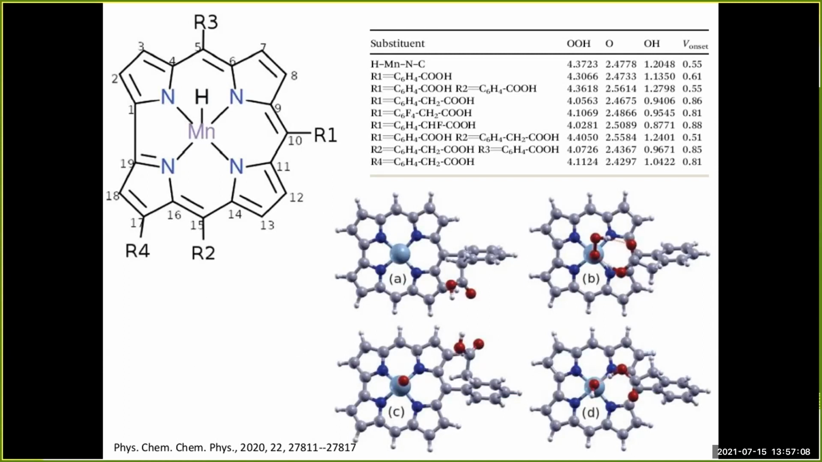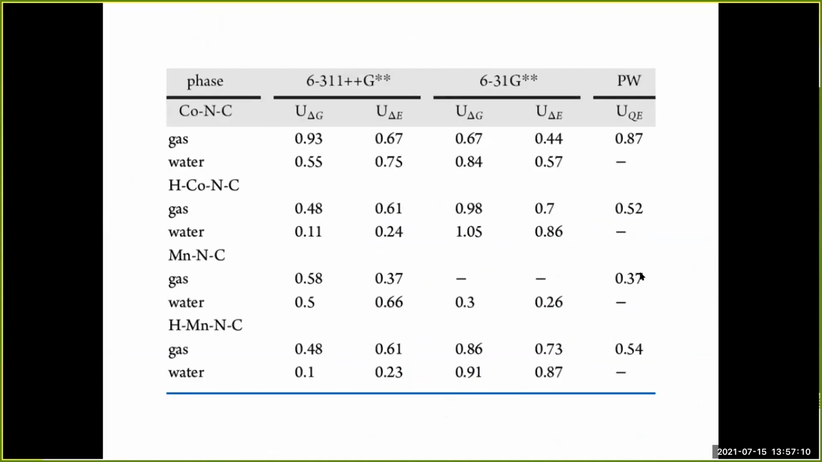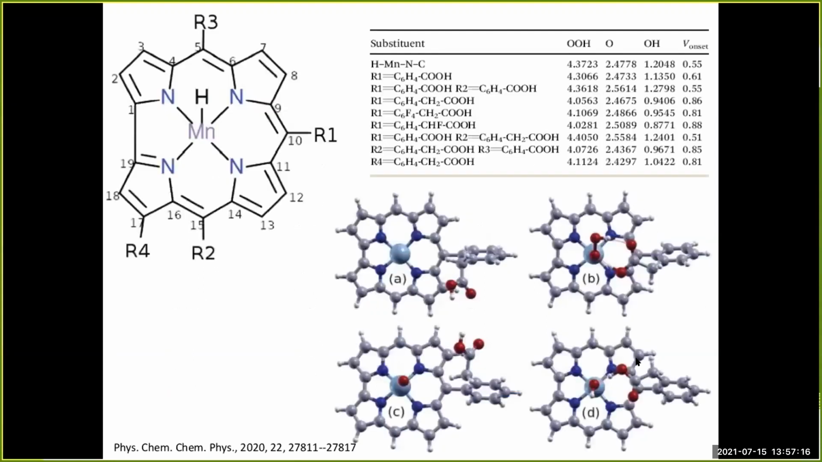We further tried to improve these activities. We already increased from 0.37 to 0.54, so we tried to increase further, to a level competitive with platinum group metal catalysts. We tried some substituents having acid groups. We considered benzoic acid and phenylacetic acid as substituents.